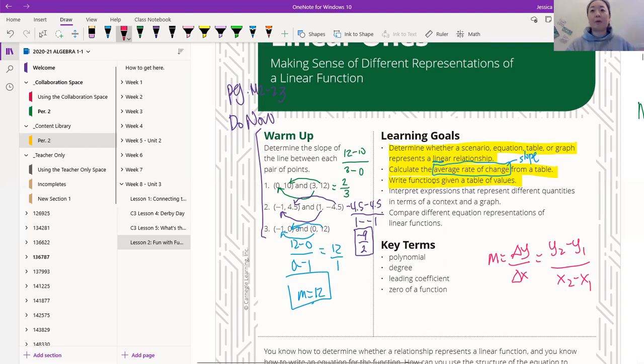And then it says write, and we're going to write functions given a table of values. We'll do a little bit of that. And then the next time we meet, we're going to be doing the rest of these. And then we're going to have the review and then a test.